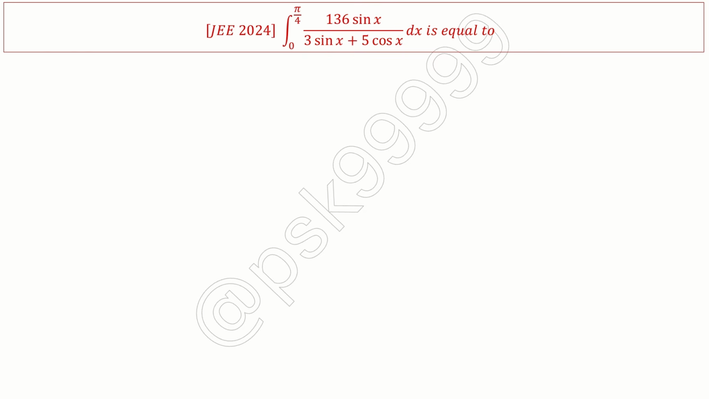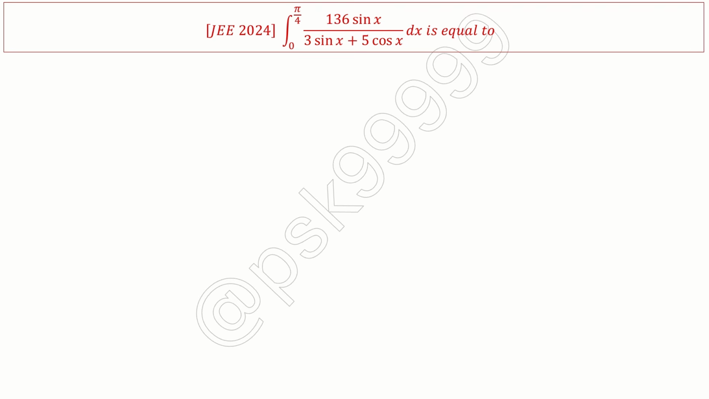Okay, next. Look at this. I choose this one as the next problem because it looks similar to the previous one. Integration from 0 to pi by 4 of 136 sin x by (3 sin x plus 5 cos x) dx. Now you can again take cos x common, and then it will become 136 tan x by (3 tan x plus 5). You take tan x as t, but the problem here is you don't have a secant square. You can't get a secant square.